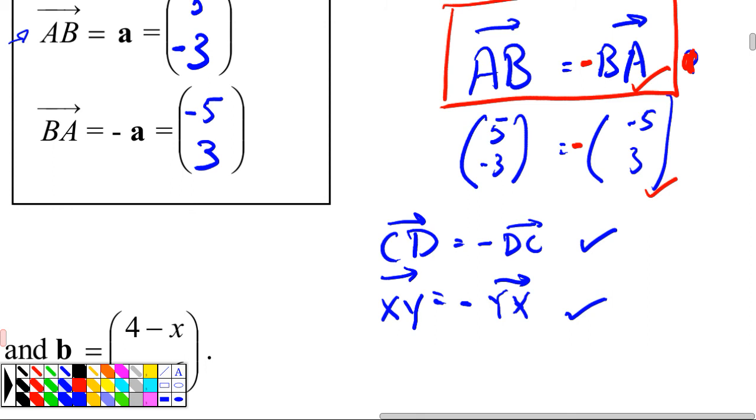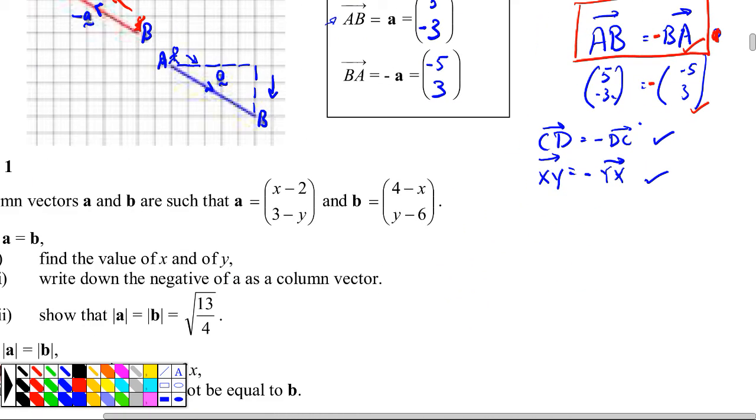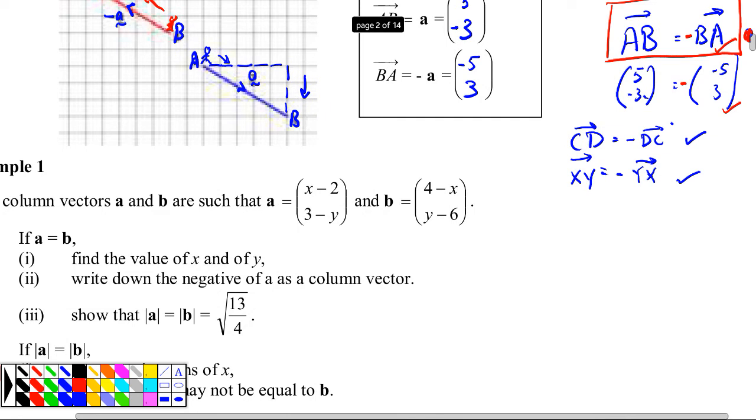Okay, now your turn. Test your understanding. Let's go down. Let's go. Oh dear. Okay, let's zoom out. Let's scroll. And let's take a look at part 1, example 1.